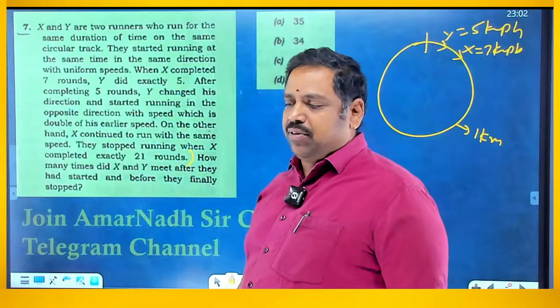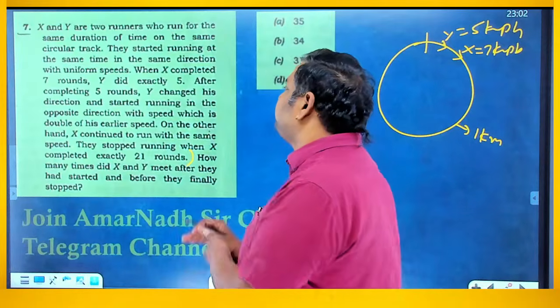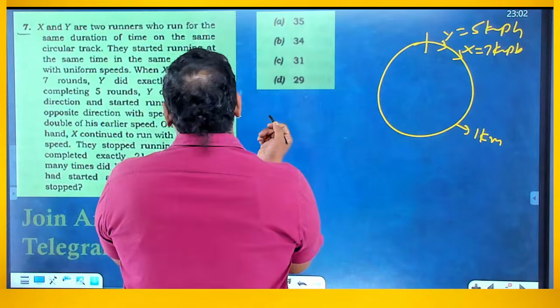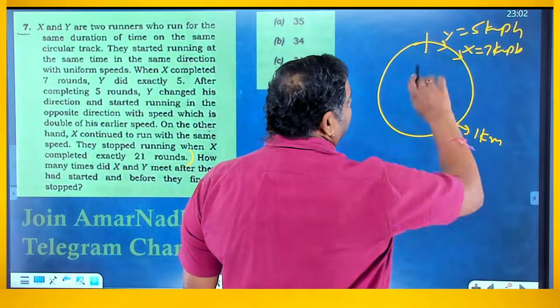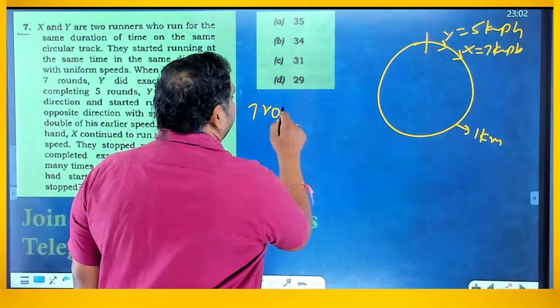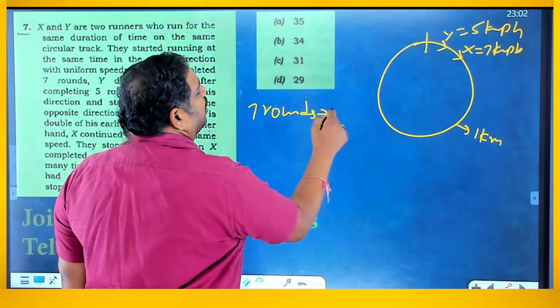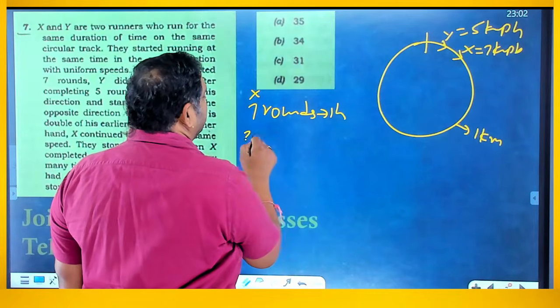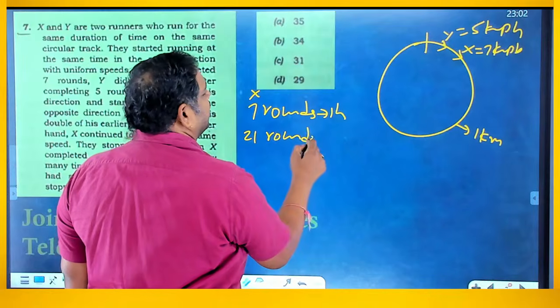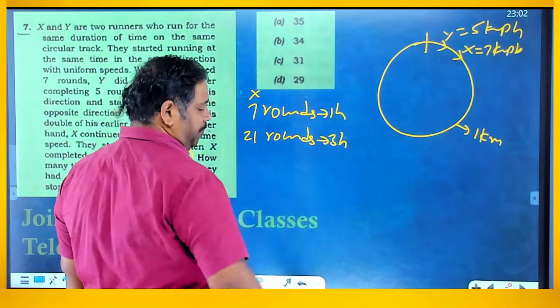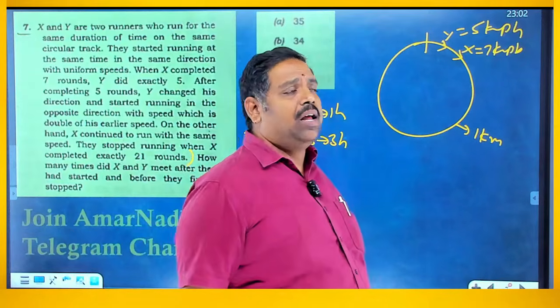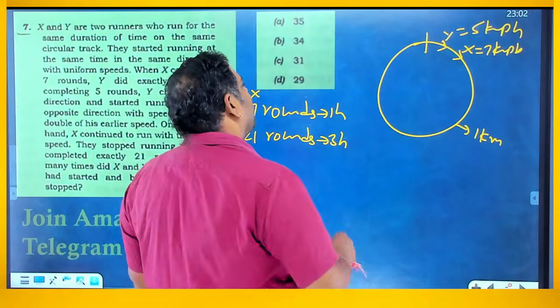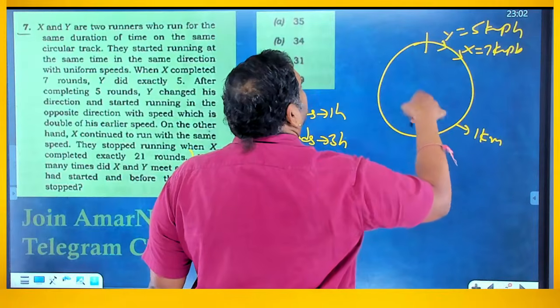X completed 21 rounds. Earlier, I said that X has completed 7 rounds in 1 hour, right? That's why 7 kmph. 7 rounds, I'm writing here, he will take 1 hour. That is about X, right? That means 21 rounds means he runs for exactly 3 hours of time. Now, first point, if you observe, Y completed 5 rounds by the time X completed 7 rounds, right?